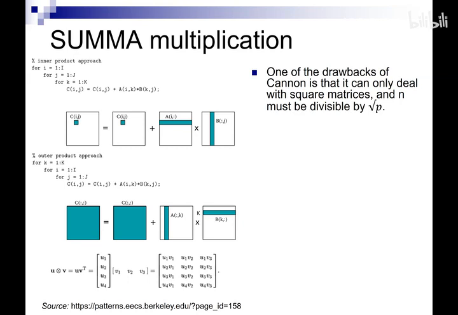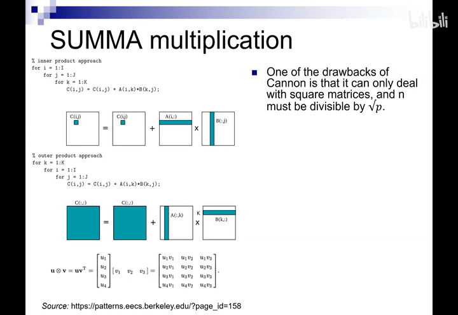Also, you have to make sure that n is actually divisible by root p. Again, in order to match up these parts, if you don't have n divided by root p, it's hard to match up these parts. So basically it's got these two requirements that you need in order to run Cannon's algorithm. If we want a more flexible algorithm, for example dealing with non-square matrices, then we can use this algorithm called SUMMA.